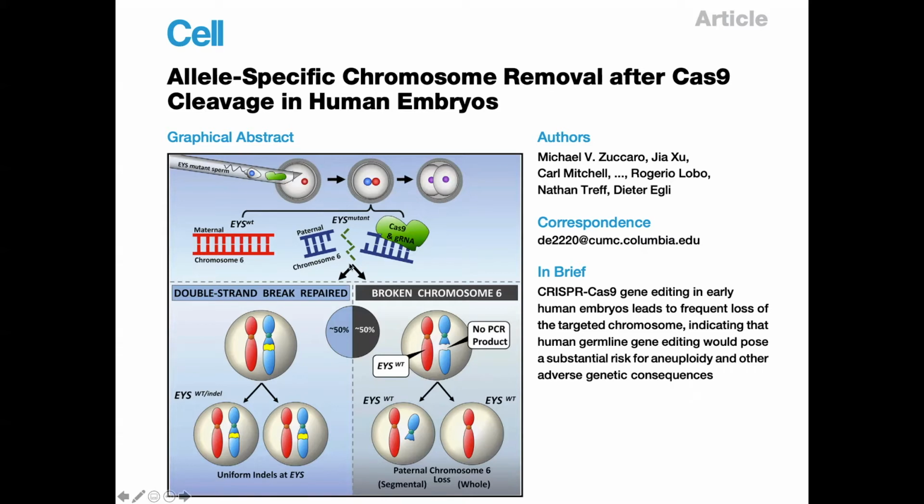Their results show that in approximately 50% of cases the double-strand breaks are repaired as intended, but in the other 50% the double-strand breaks fail to be repaired, and the unrepaired double-strand breaks persist throughout mitosis and result in frequent chromosome loss. Sometimes you lose half of a chromosome, and sometimes the whole chromosome is lost, okay? Therefore, they conclude that human germline gene editing would pose a substantial risk of aneuploidy, which we learned about, right? And other adverse genetic consequences. At least currently, CRISPR-Cas9 technology is not perfect, particularly for human gene editing.